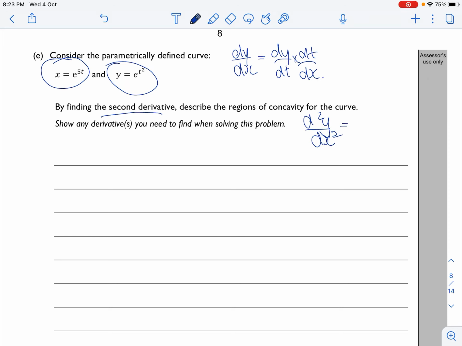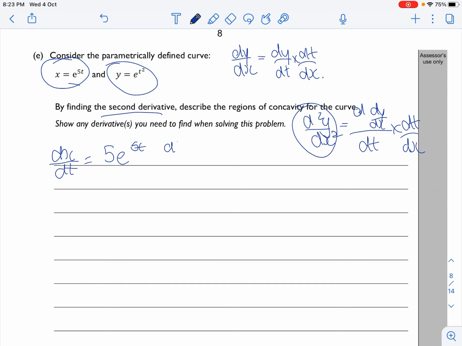So what we do is that we differentiate the first one, so our dy by dx, with respect to t, but we also have to times it by dt by dx, because it needs to be with x. You see there's no t's in this one. Okay, so we just need to keep that in mind. So dx by dt equals 5e to the 5t, because that doesn't change. So therefore dt by dx equals 1 over that, because we need dt by dx there.